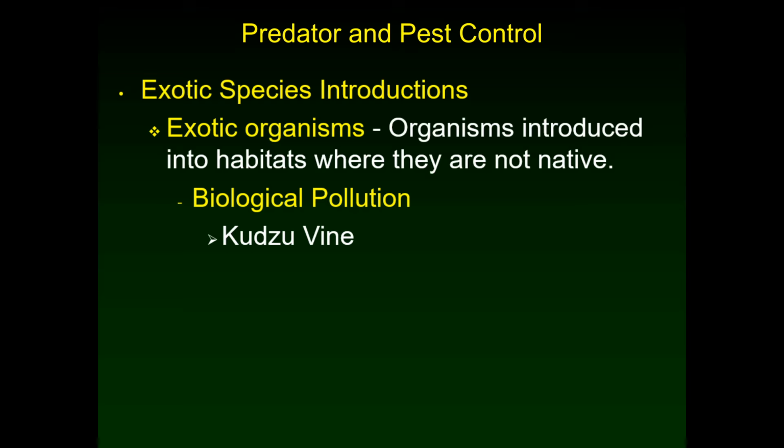Biological pollution. So an example is the kudzu vine. It's also known as the vine that ate the South. Just Google pictures of it and you'll see how bad it is. Purple loosestrife is a really big one. It's kind of invaded a lot of areas.